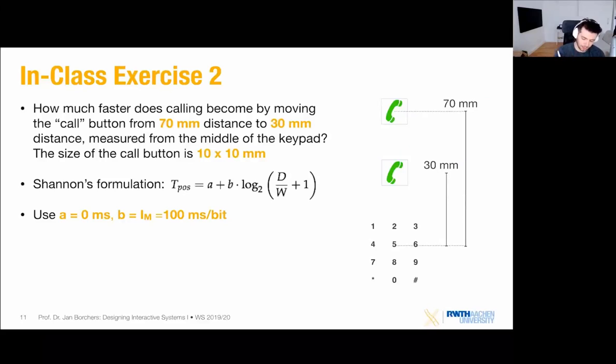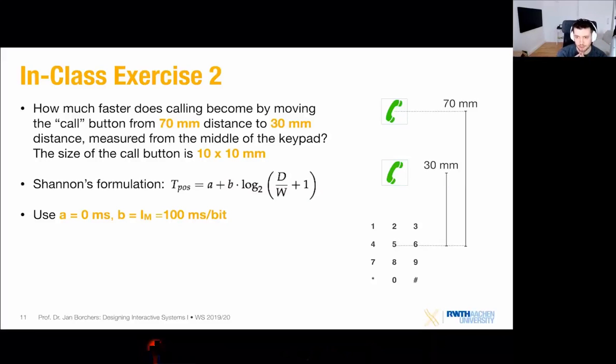So we have these values here. How much faster does calling become by moving the call button, so this button here, from 17 millimeter distance to 30 millimeter distance, measured from the middle of the keypad? The size of the call button is 10 by 10 millimeters. And we will use Shannon's formulation with this. And as I already told you, we take A equal to 0 and B equal to 100 milliseconds.